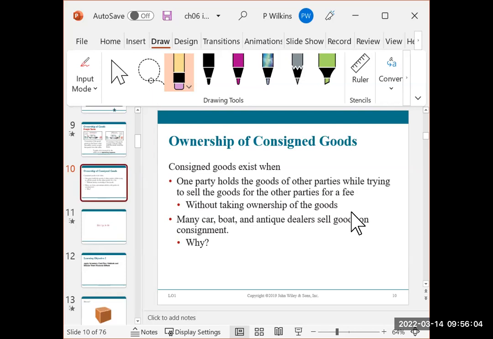They may be just displaying and selling those cars for the person that owns them. And by selling those cars, they get a percentage of the sale. So they don't actually own the inventory. They're just providing the sales and advertising for the inventory, and then in return, they get a portion of the sale. You can see the same thing too for cars and boats, antiques, jewelry.